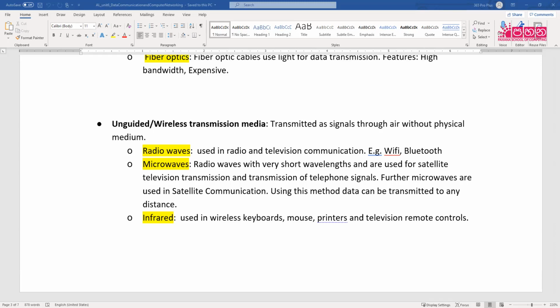Right. So when you talk about the coaxial, there are two bands. We will talk about broadband and baseband. So I will talk about this later on. And unguided media, we discuss radio waves, microwaves, and infrared. Okay. So that's exactly what we have discussed so far.